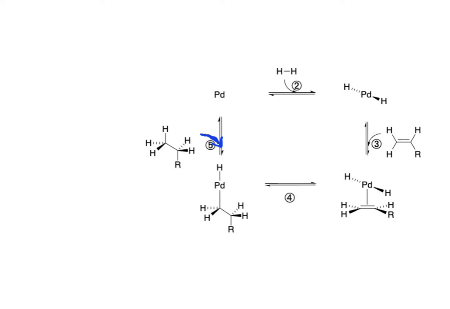undergoing oxidative addition to a carbon-hydrogen bond, beta hydride elimination, which is the microscopic reverse of migratory insertion, alkene dissociation, and reductive elimination to generate hydrogen gas.